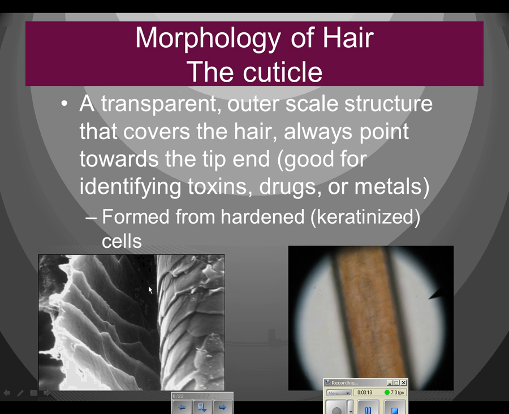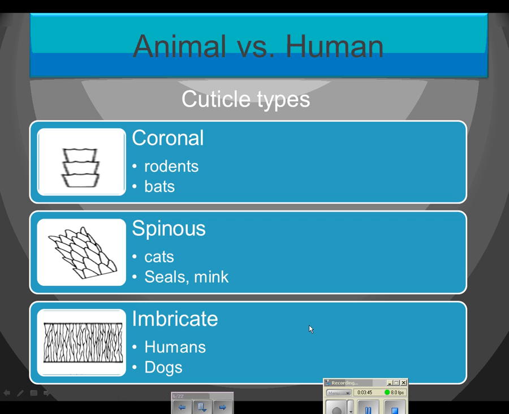So let's look at the cuticle. The cuticle is actually a transparent outer scale structure, which you can see here under this electron microscope picture. And it covers the hair, and it always points towards the tip end, which is good for identifying toxins, drugs, or metals. So we can actually figure out a time frame that somebody was last drugged or that they were taking certain drugs. So that's going to be formed from hardened or keratinized cells. And this picture over here is actually a human hair under the compound light microscope that we use in the classroom. You can see that cuticle pattern.